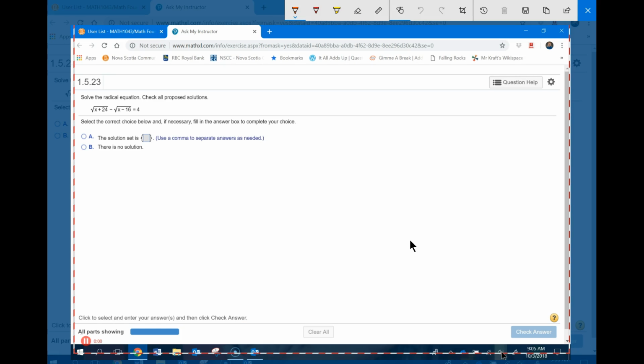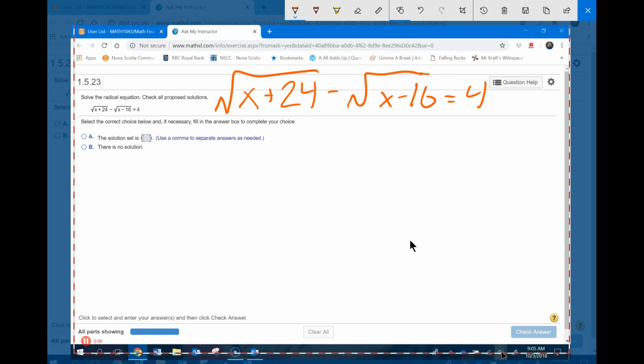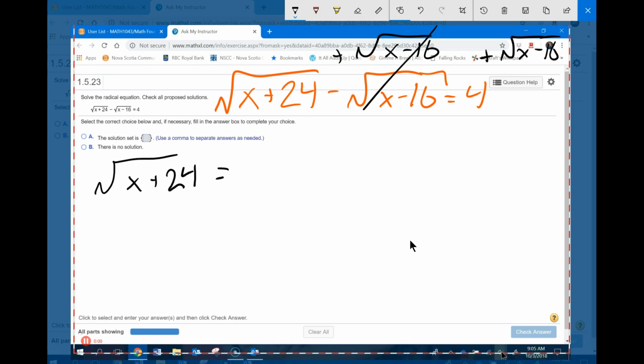All right, so what we're starting with here is the square root of x plus 24, minus the square root of x minus 16, equals 4. So I'm just going to write this out so we can see it nice and clear on the video. And what I'm going to do now is add the root of x minus 16 to both sides. Okay, so this is gone now, and we're just left with the square root of x plus 24. That's going to equal 4 minus the square root of x minus 16.